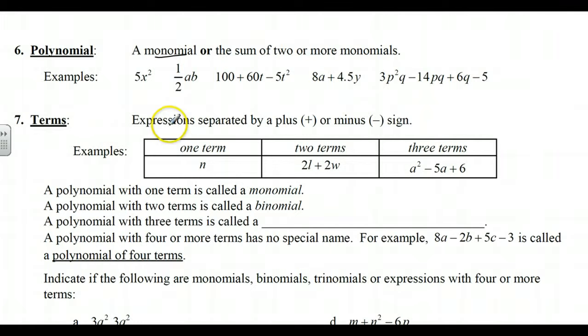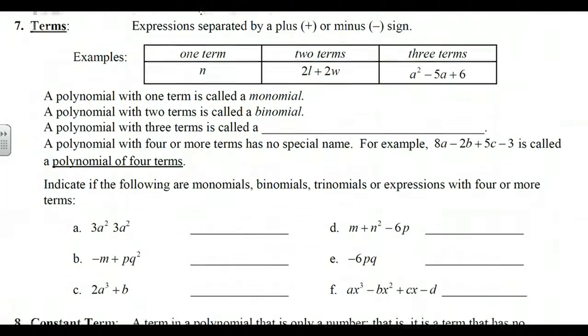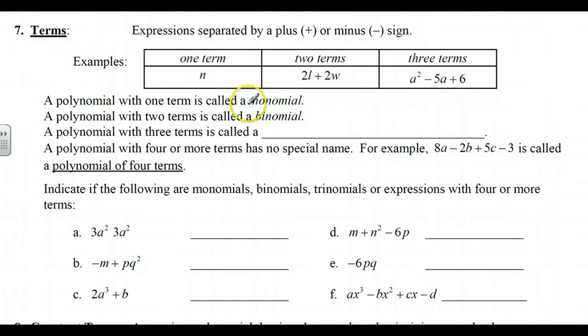Terms. How many terms? Terms are things which are separated by a plus or a minus sign. So one term is also called a monomial. Two terms, right? There's the plus sign. Two terms is called a binomial. Three terms is called a trinomial.